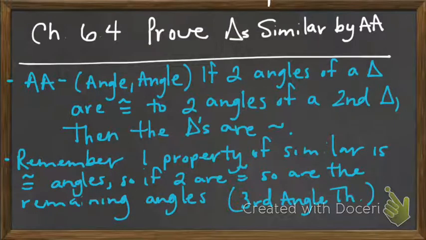Okay, we are moving on to 6.4 now. This will be the last section before we take our quiz on Friday over chapter 6.1 to 6.4. 6.4 is proving triangles similar by angle.